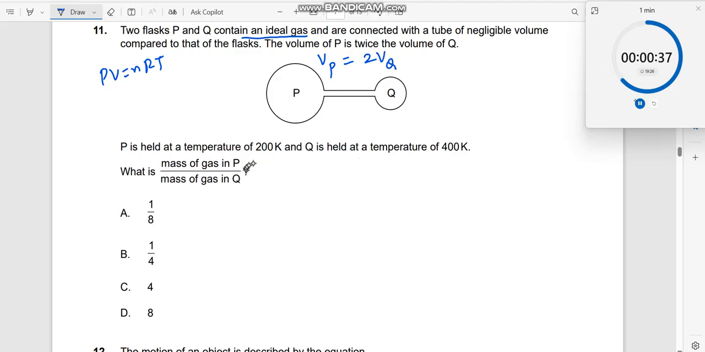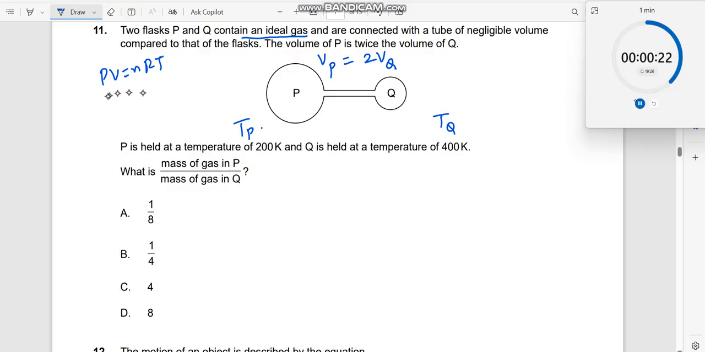P is held at a temperature of 200 Kelvin, which means Tp is equal to 200 K, given. Q is also held at a temperature of 400 Kelvin. This is also given. What is the mass of gas in P by mass of gas in Q? Okay, this is what we need. Mass of gas. What do we do?